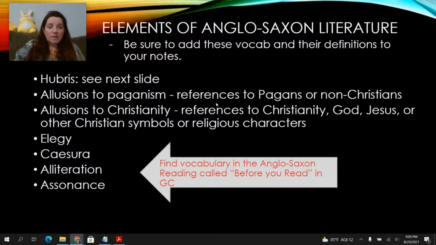So you'll be looking for any elements or references to paganism and any allusions to Christianity, such as references to the religion itself, to God, Jesus, or other Christian symbols or religious characters that you might be familiar with from Christianity. Remember that any references to paganism or Christianity that we see pop up in Anglo-Saxon literature are very, very likely to have been written in later by the monks who wrote these stories down.